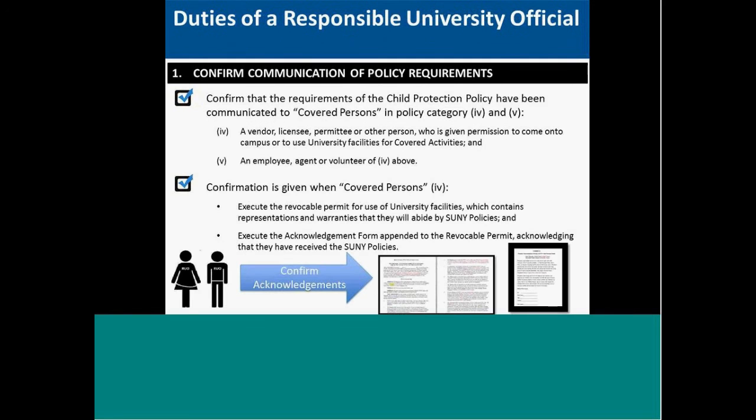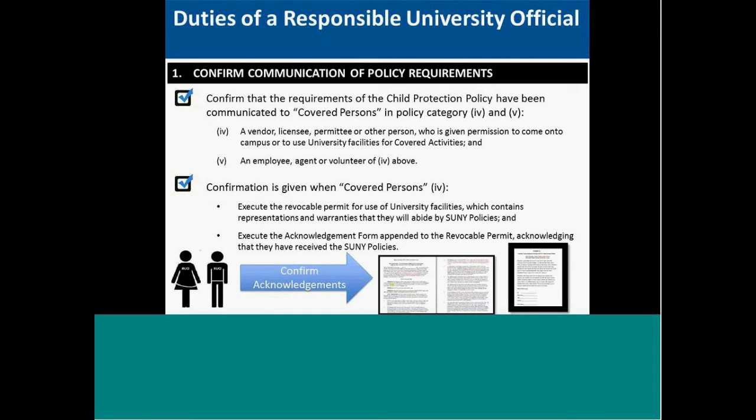The responsible university official must also confirm that the requirements of the child protection policy have been communicated to covered persons in policy categories 4 and 5. Policy category 4 is vendors, licensees, and permittees, in other words, third parties, who have been given permission to use university facilities for covered activities. Category 5 are the employees, agents, or volunteers of those third parties.